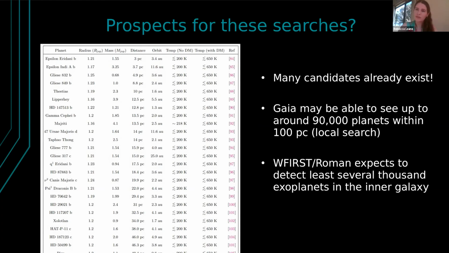There are also other telescopes, such as Roman, which before was called WFIRST, and they expect to detect at least several thousand exoplanets in the inner galaxy. So they're the ones that could be used for our inner galaxy search. So there are a lot of prospects that in the next few years, we're going to find these candidates and we should be able to measure them.